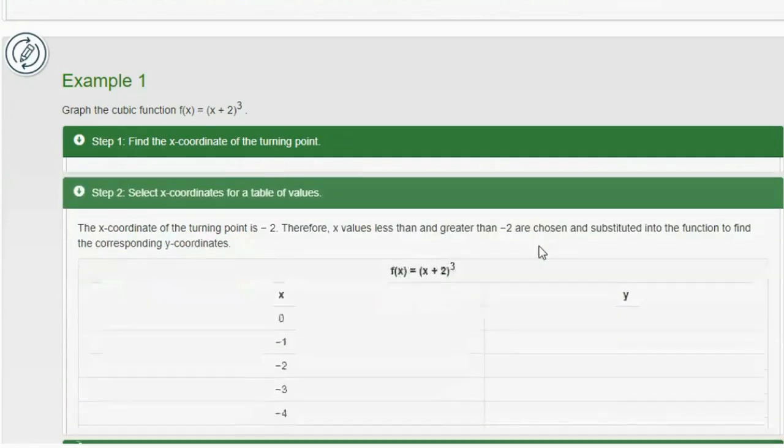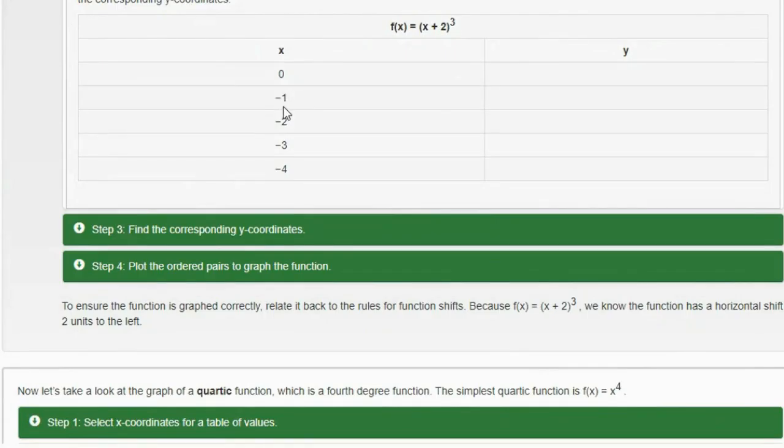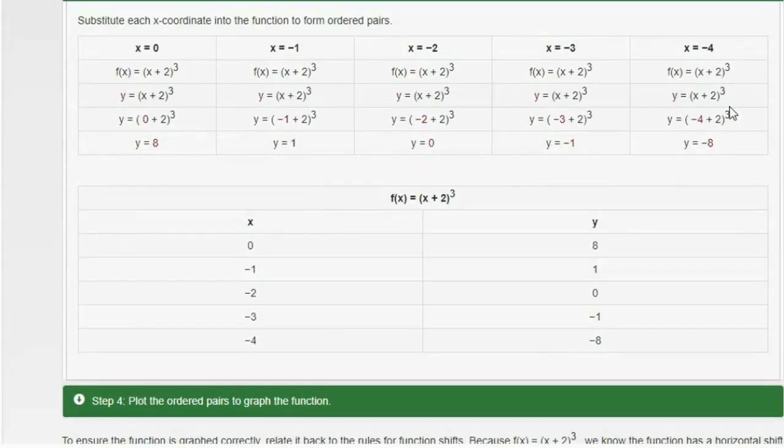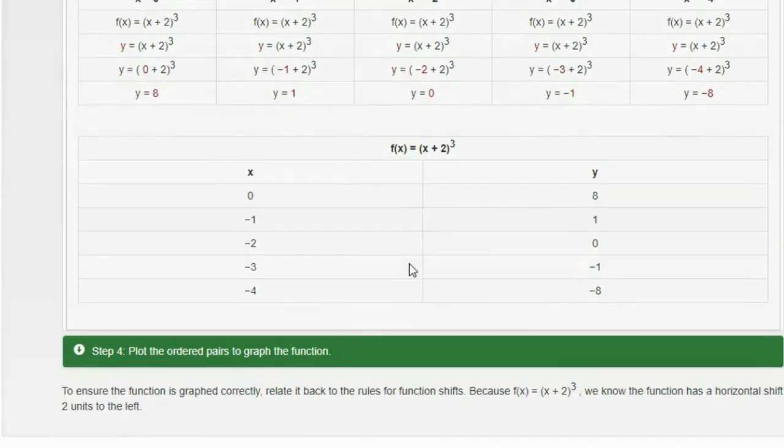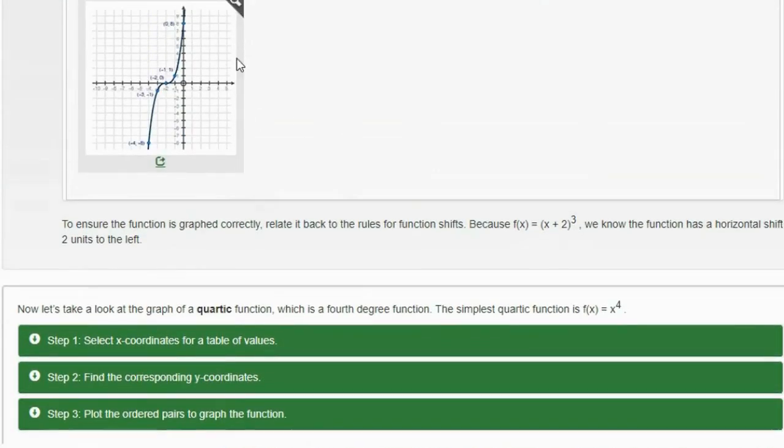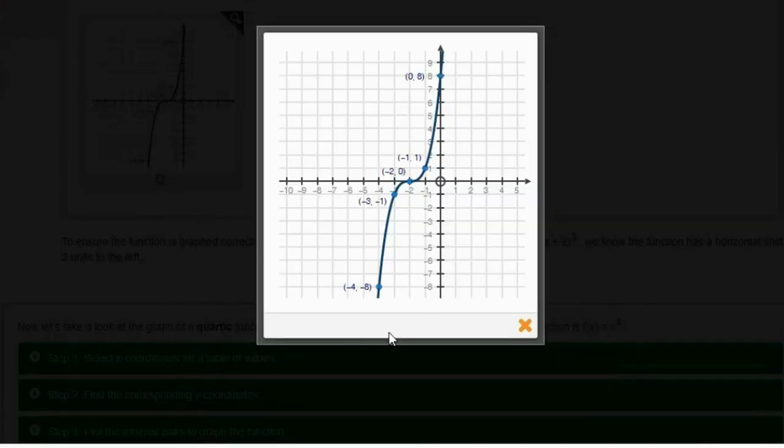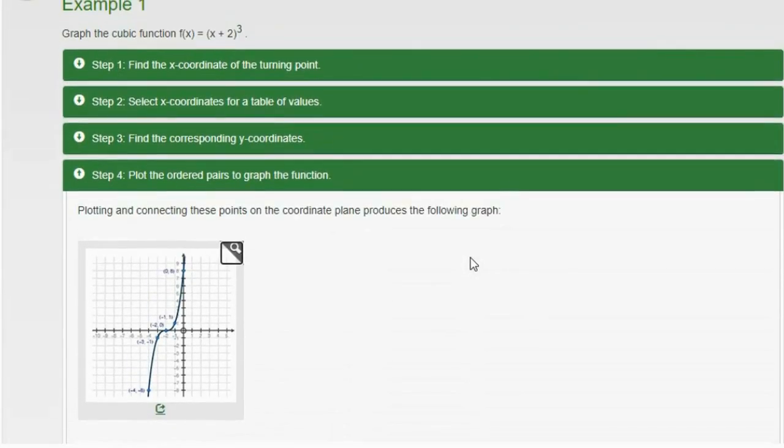Then we can choose points around -2: 0, -1, there's the -2 we wanted, -3, -4. Substitute that into the equation to get the y values of 8, 1, 0, -1, -8. Plot them and connect them in a graph. So there's the -8, -1, 0, 1, and 8 for the y values. Basically it's just the regular x to the third, but it's shifted left 2 spots because it was x plus 2.